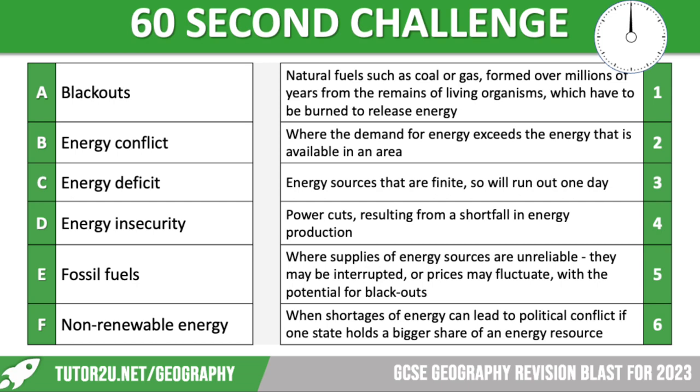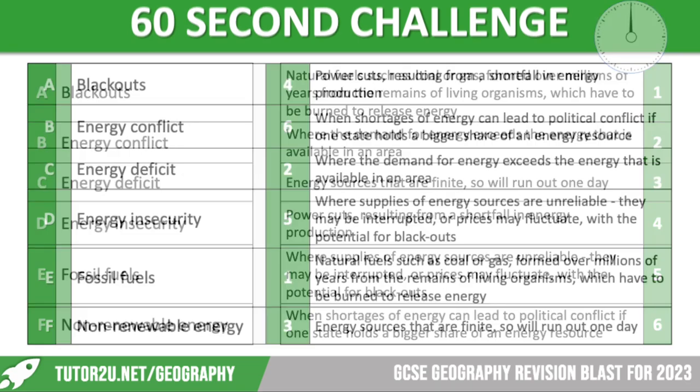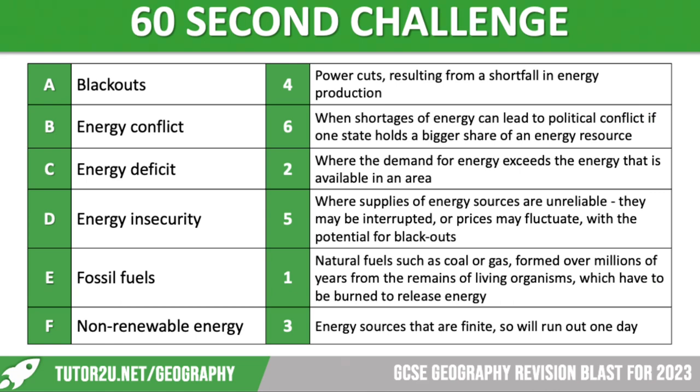Okay, hopefully you managed to get all of those matched up. So let's have a look. So we've got A4, blackouts, which are power cuts resulting from a shortfall in energy production. We have B6, energy conflict, when shortages of energy can lead to political conflict if one state holds a bigger share of an energy resource. C2 is energy deficit, where the demand for energy exceeds the energy that is available in an area.